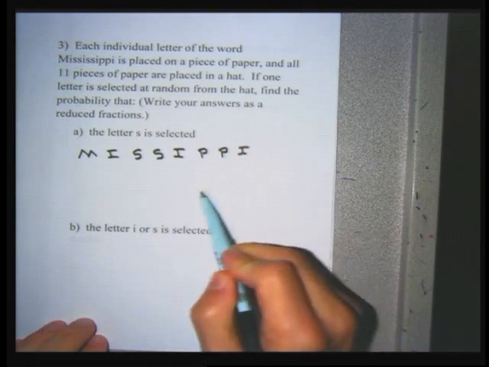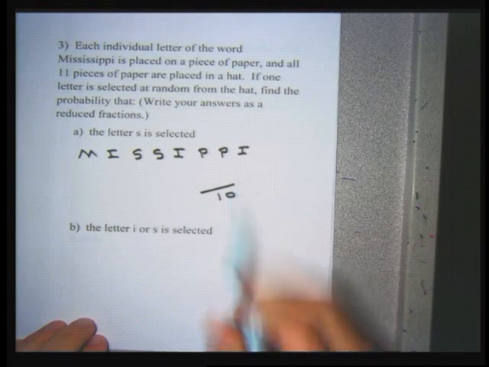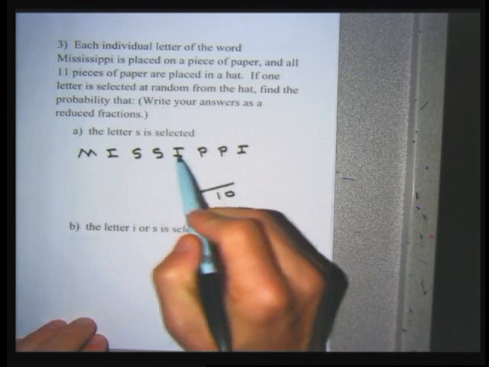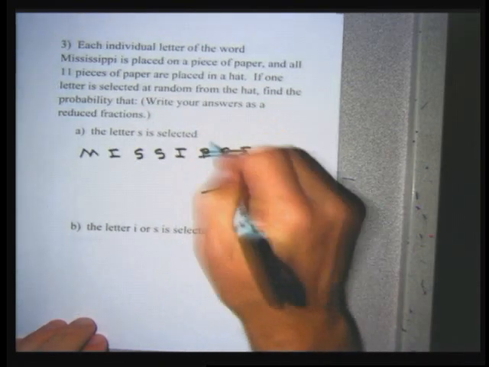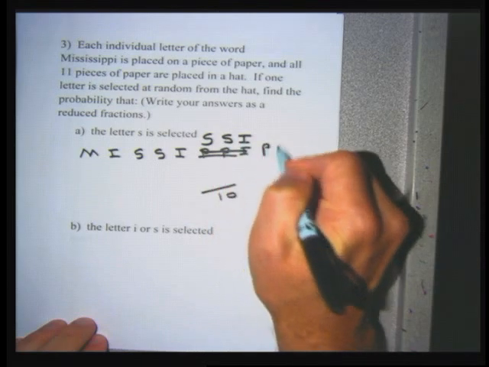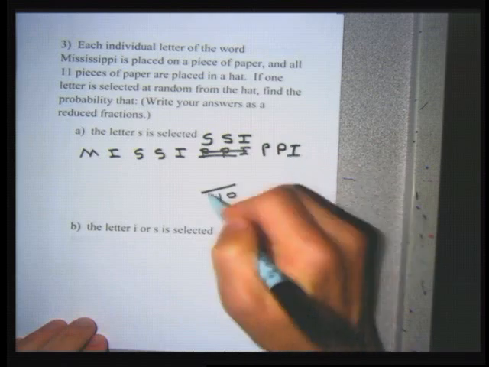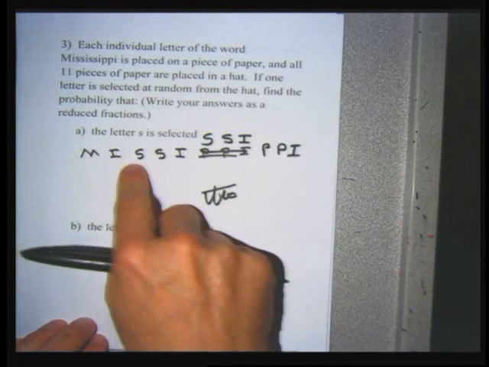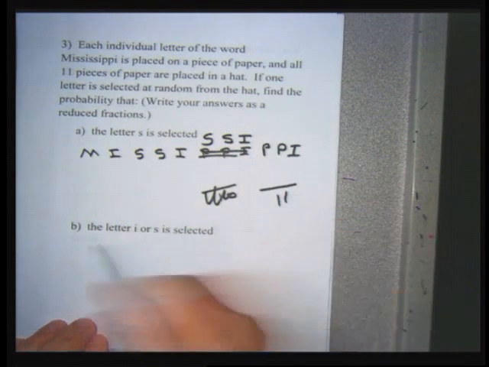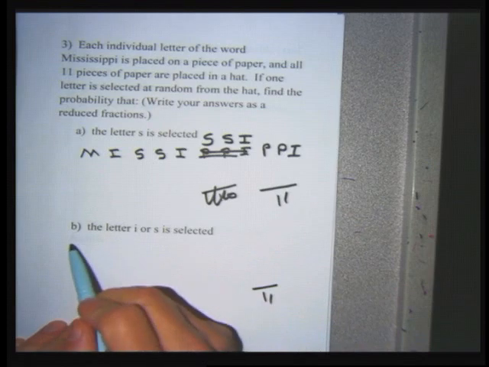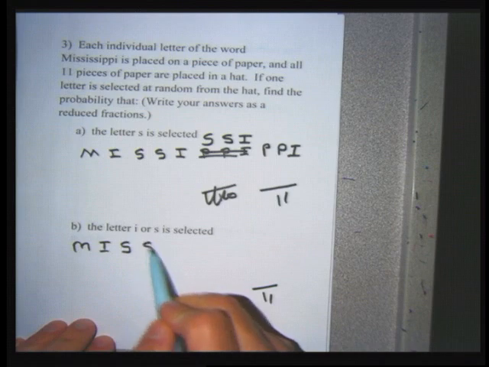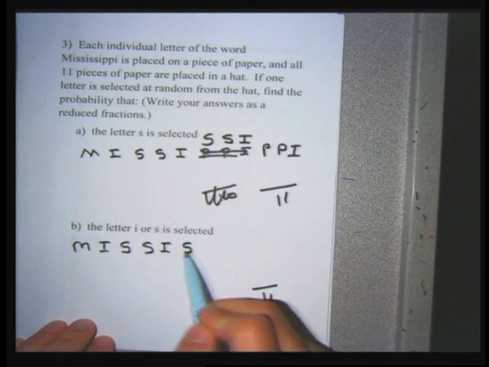If I'm picking one letter from my hat that has those letters from Mississippi, 1, 2, 3, 4, can't spell Mississippi, Mississippi, getting to be moronic. 1, 2, 3, 4, 5, 6, 7, 8, 9, 10, 11. The denominator for both of the probability questions in question 3 will be 11 because I'm picking one of the 11 letters.